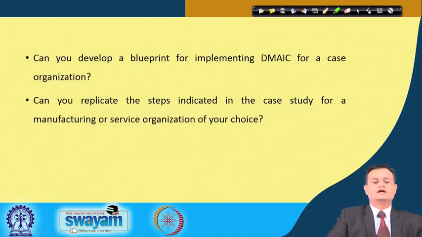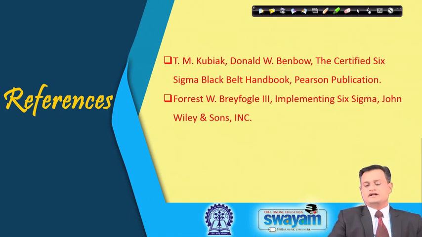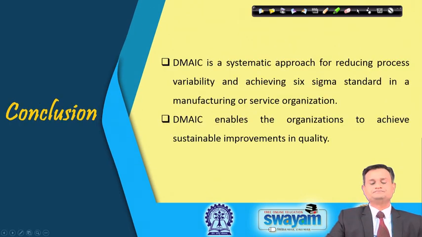So think about it. I am just giving you an open-ended question. Can you develop a blueprint for implementing DMAIC for a case organization, and can you replicate the steps, just the simple steps indicated in the case study, for a manufacturing or service company of your choice, and conduct some DMAIC analysis? You can refer to a couple of cases from these books also, and DMAIC is a systematic methodology to bring improvement on fact-based management in the process which is producing a larger number of defectives.